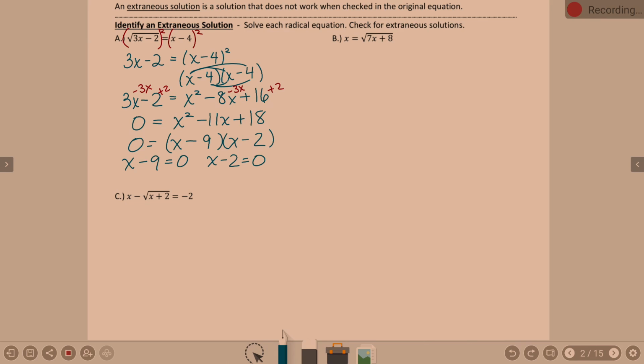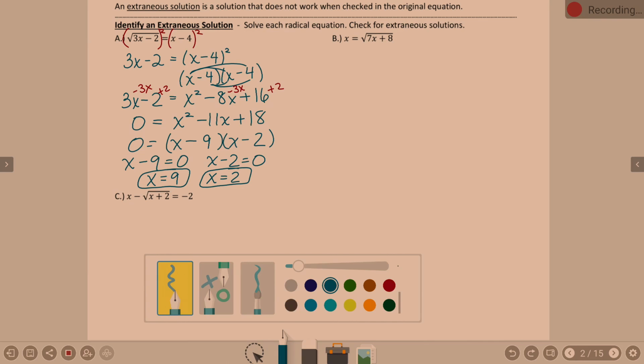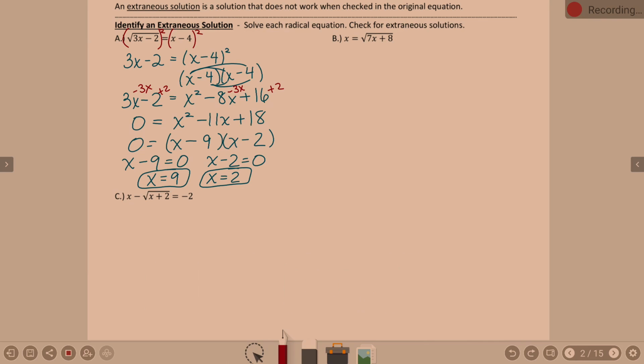So x minus 9 equals 0. X minus 2 equals 0. When we solve these, I'm going to get solutions of 9 and 2. And we circle our answers and we move on. Could you check? You could, but there's a chance you're going to get something wrong. So we don't. Okay. We're going to check.